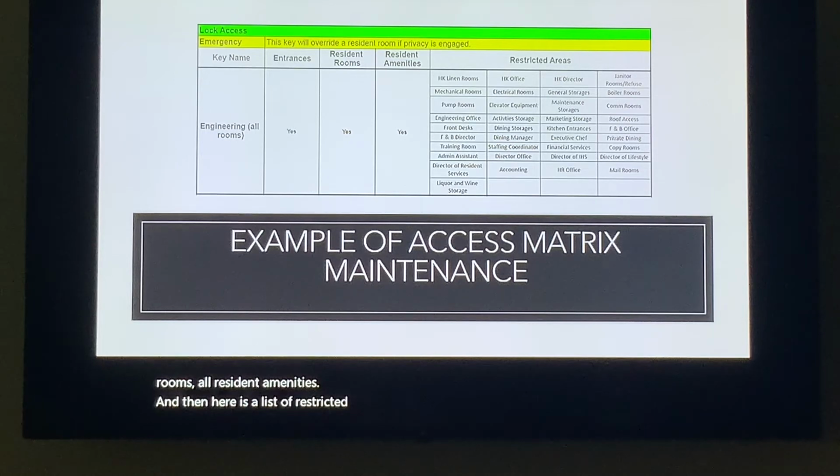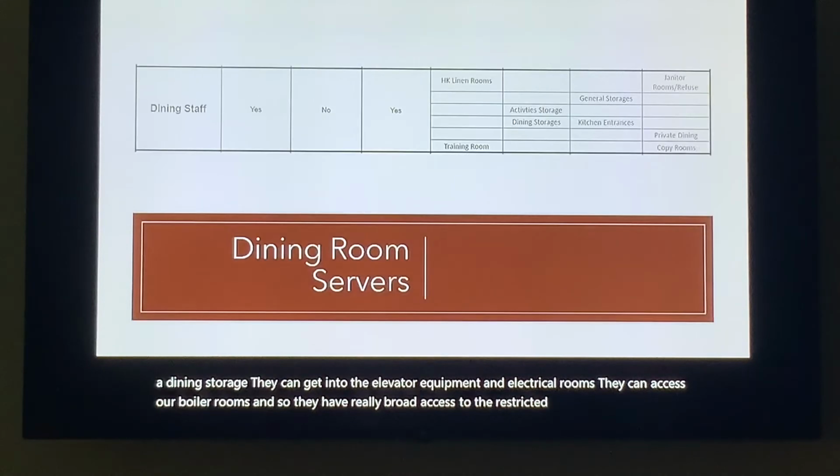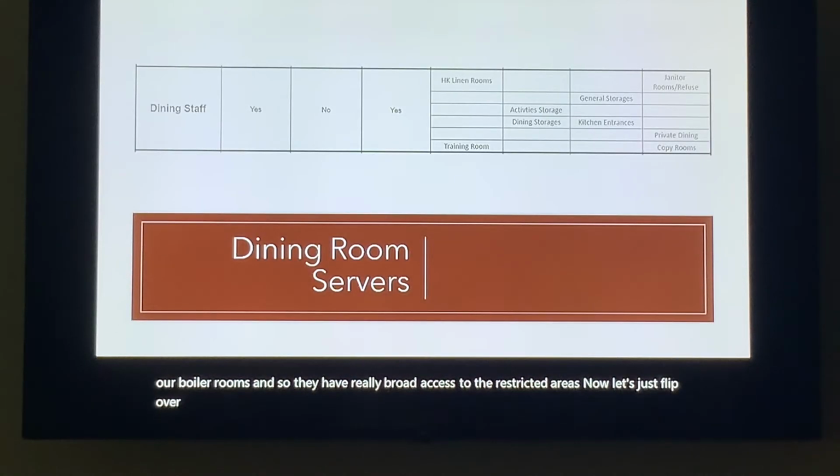they have access to. So they can go to a mail room, a dining storage. They can get into the elevator equipment and electrical rooms. They can access our boiler rooms. And so they have really broad access to the restricted areas. Now let's just flip over and compare what dining staff has access to as compared to the first group. They're further down the chain.